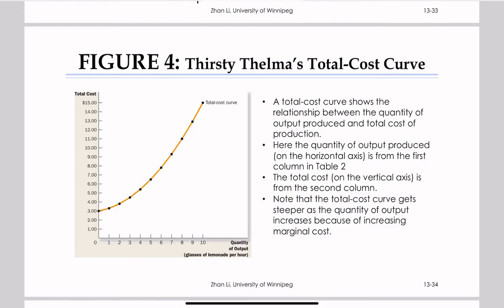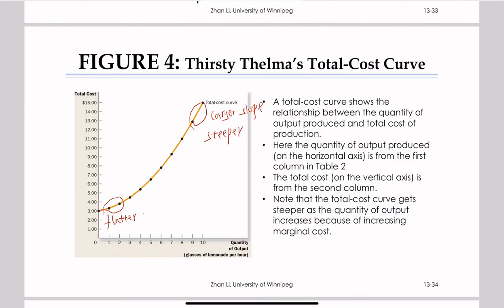And then we could also see that the slope of this total cost curve gets larger and larger as you increase the quantity of output, right? You can see that here we have a smaller slope. How do you know you have a smaller slope? Well, because it is flatter, right? And here we have a larger slope. How do you know this? Well, because it is steeper, right?